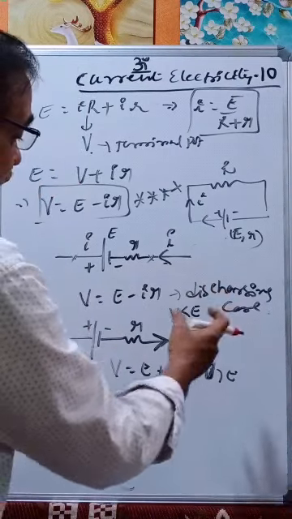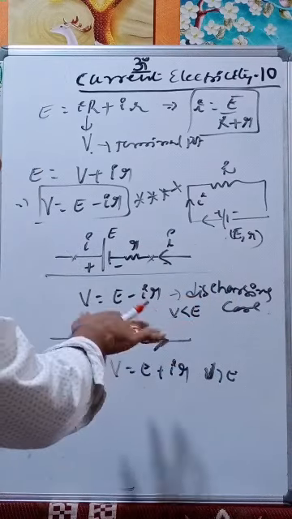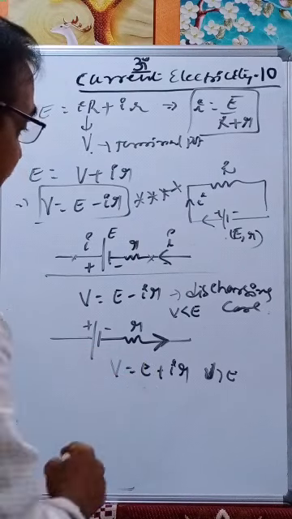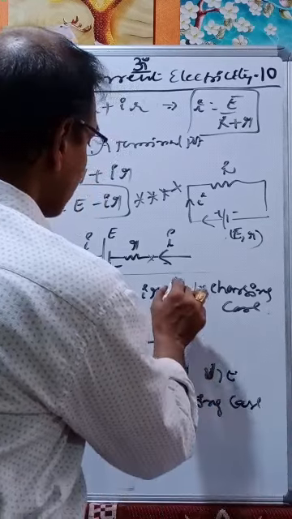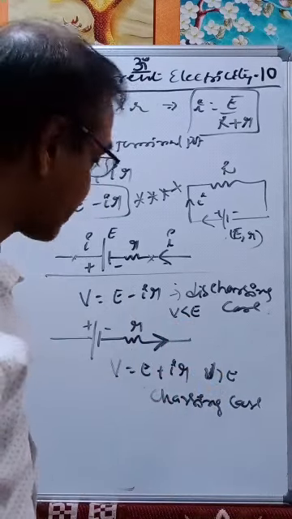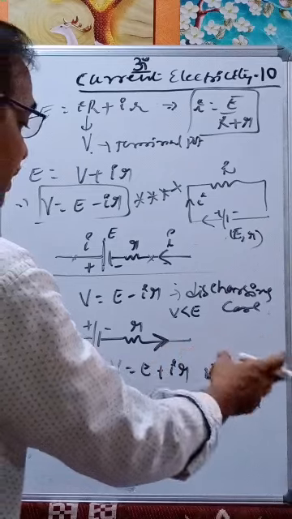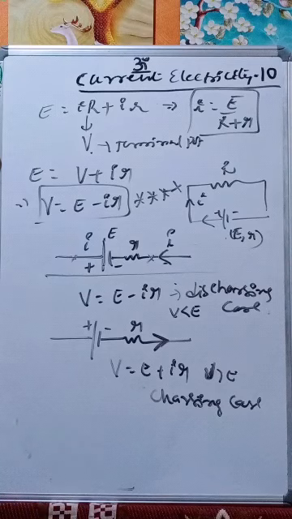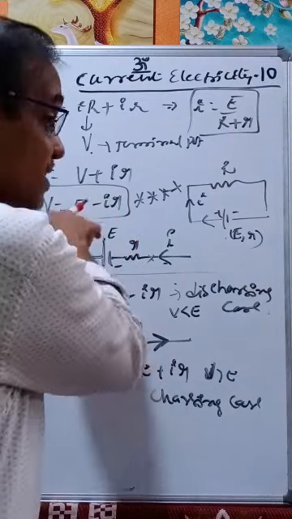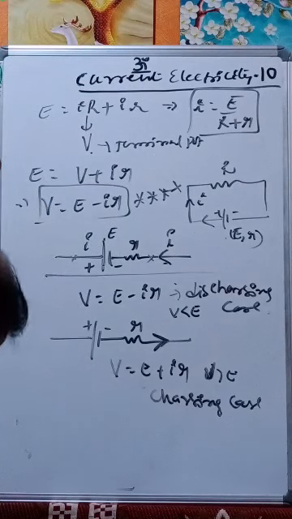The current is flowing in the other direction. Remember this very importantly: if the current direction is reversed, you take V is equal to E plus IR. We call this the charging case. This is the discharging case and this is the charging case. So directions are very important. When we take E minus IR, the current is flowing from cathode to anode inside the battery. This is called the discharging case, and V is equal to E minus IR.